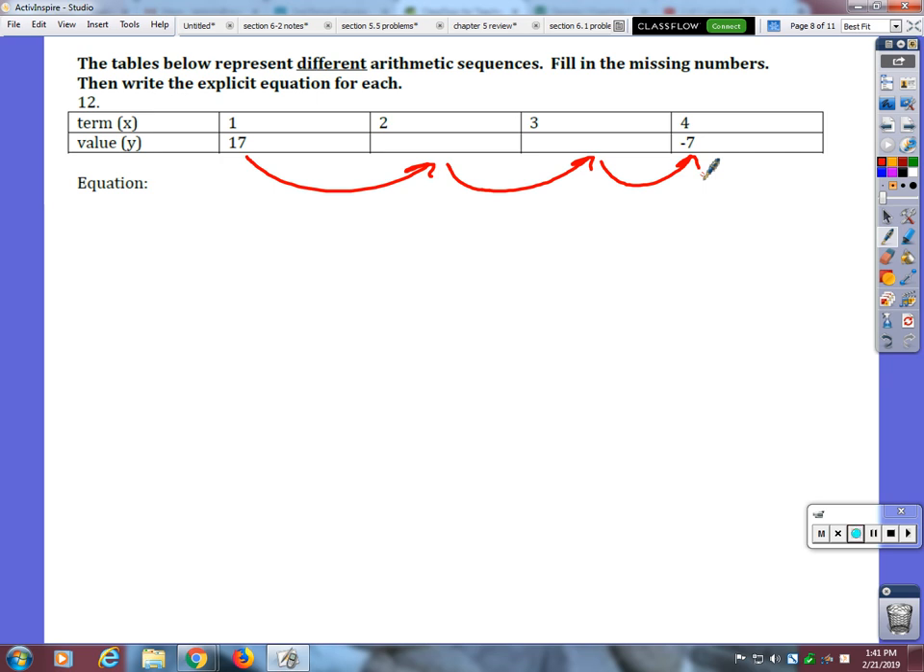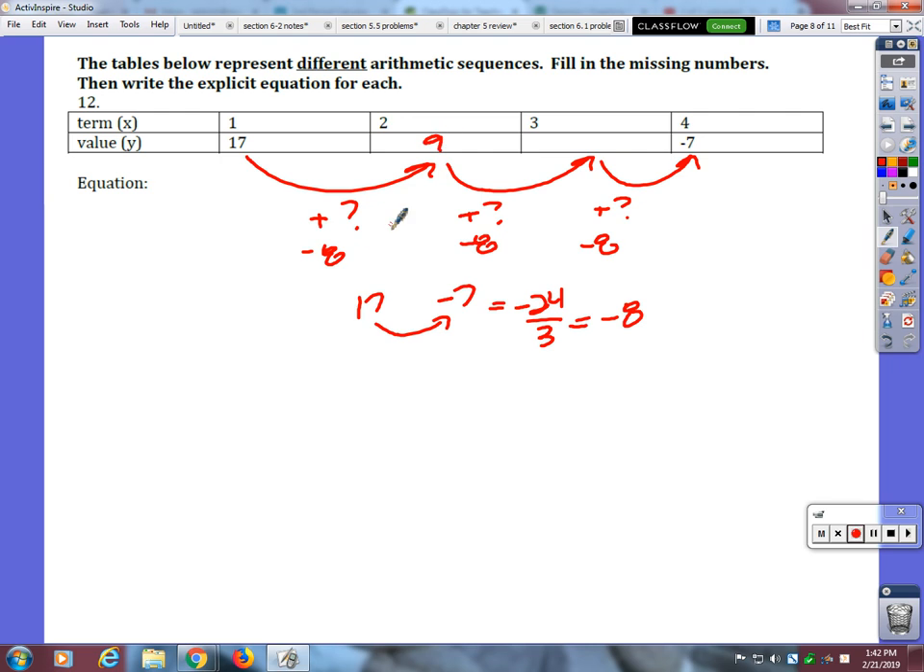How many times am I going to add a number to get to negative 7? 3 times. Okay, so I'm starting at 17, I'm ending up at negative 7. How far up or down did I need to go? I'm going down more. Okay, so it goes down 8 each time. From 17 to negative 7 is negative 24, and negative 24 divided by 3 is negative 8, because there's 3 times that I have to add. Yeah, 3 jumps. So those missing numbers would be 9 and 1.